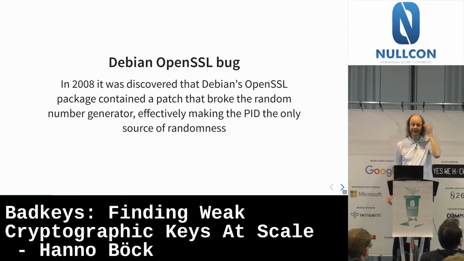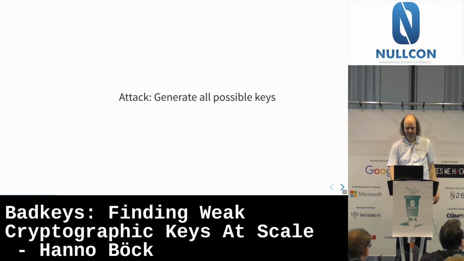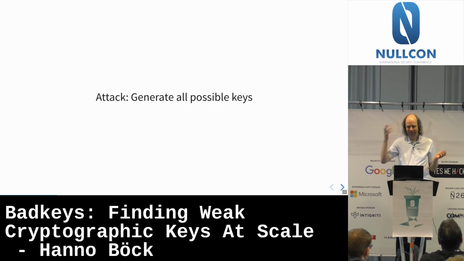The Debian OpenSSL bug. In 2008, it was discovered that Debian had a patch in their OpenSSL package, which was basically for some debugging, and that broke the random number generation, and effectively it meant that only the process ID was feeding the random number generator. The process ID is 15 bits, so that's not a lot. So basically you could just generate all the keys that this vulnerable OpenSSL version would generate, and then have a list and compare against it, and then you have a private key. So, a simple attack: generate all possible keys, and then compare to a list.